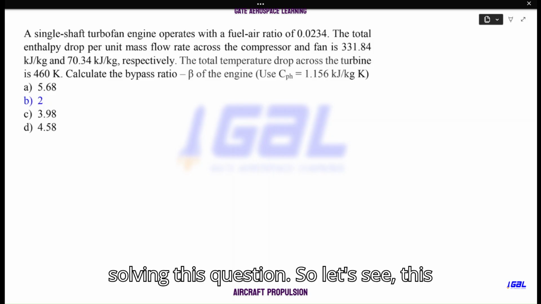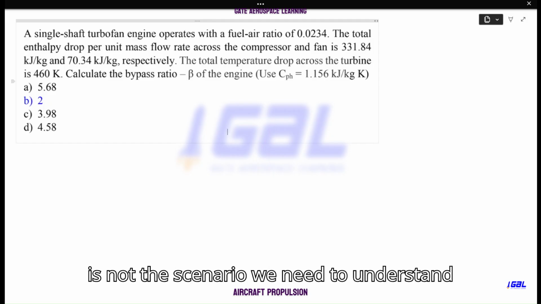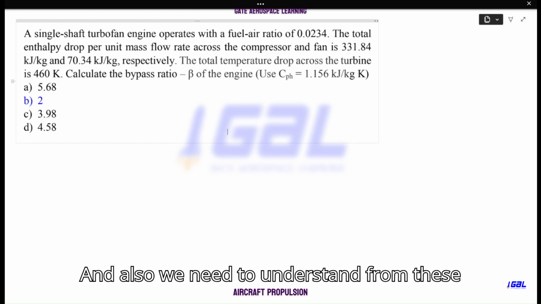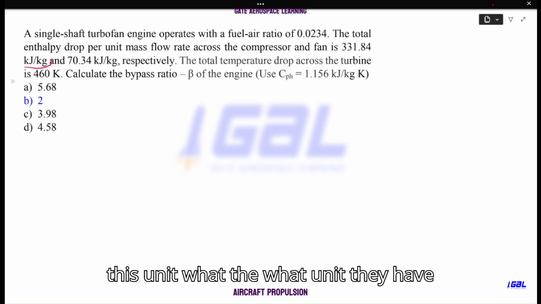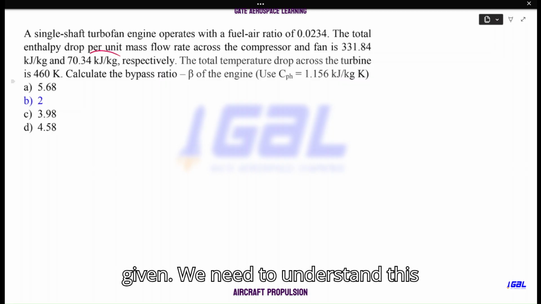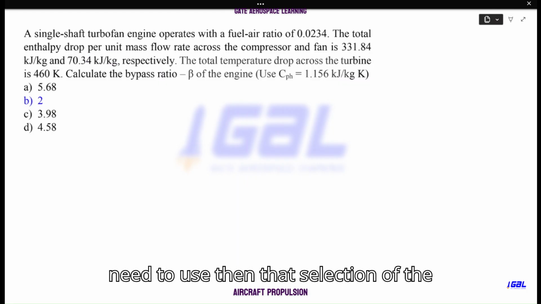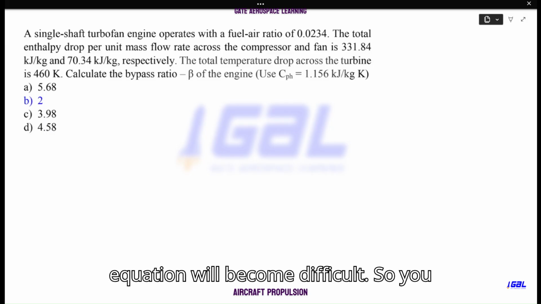So let's see, this is not the scenario. You need to understand how to break down the m dot a in this question. And also we need to understand what unit they have given. We need to understand this properly. Otherwise the selection of which equation you need to use will become difficult.